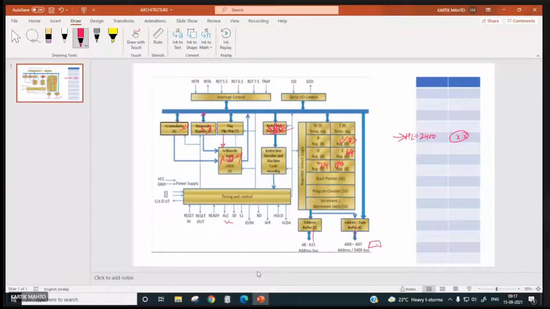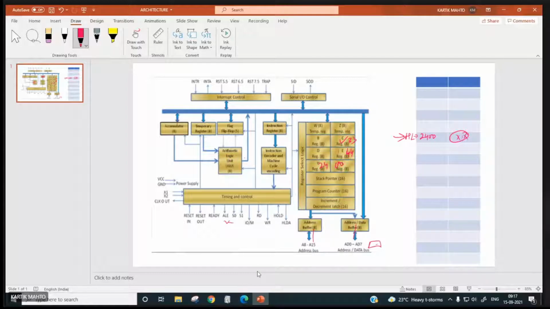Similarly, suppose SUB C is the instruction. What exactly is it going to do? Anyone quickly? SUB C is the instruction. Then what exactly will the processor do? Sir, A minus C. A minus C will be done. The carry flag won't be there, right? The carry flag will not be taken from here. Now, if it is SBB C, then A minus C, and whatever the carry flag is, whether it is 1 or 0, it will be subtracted like this. Then the result will be stored back.